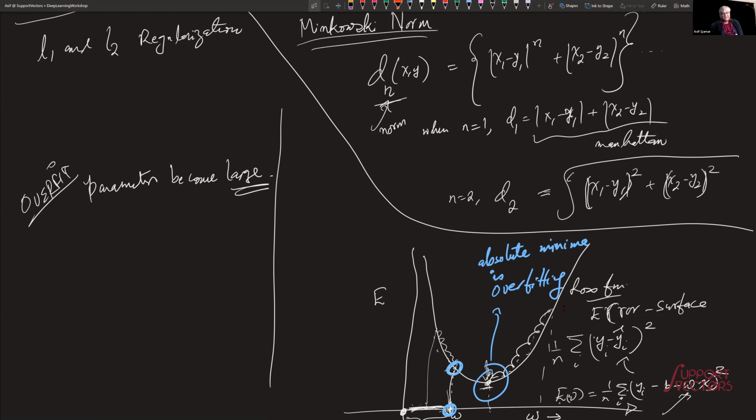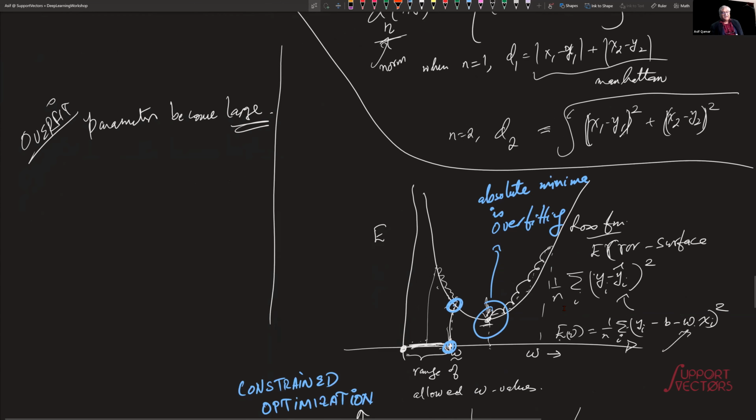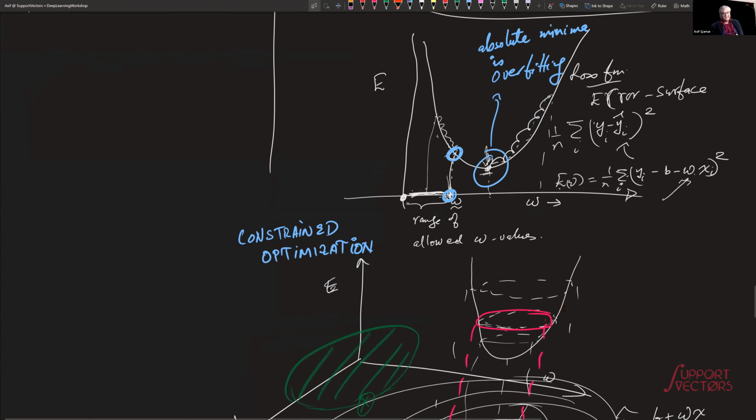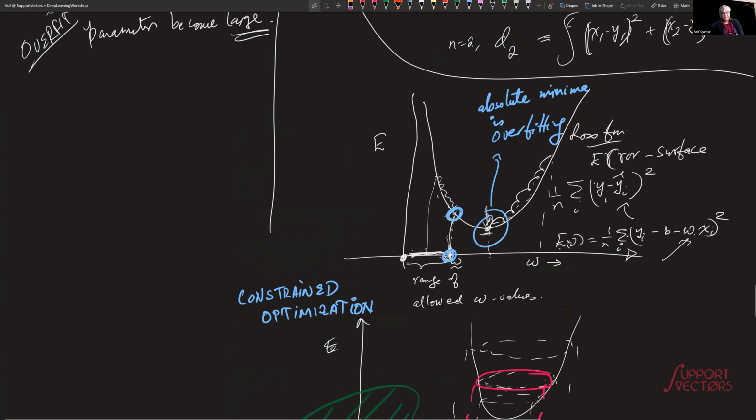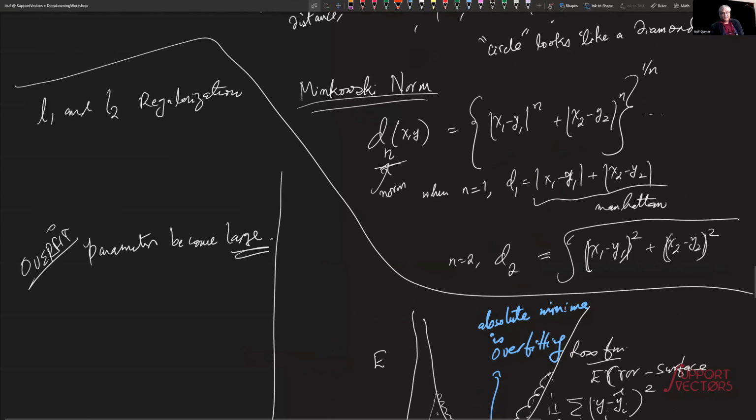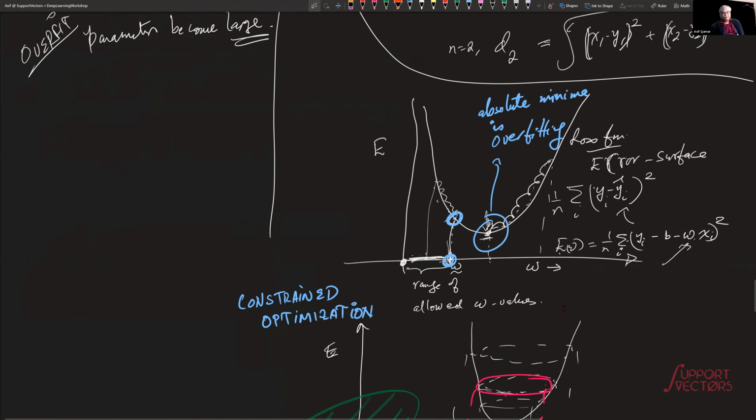Now, the question is how far? Far is defined by Euclidean or Manhattan distance, and that leads to the L1 and L2 norms. L1 is Manhattan, L2 is Euclidean, as we just saw here. So that is that.